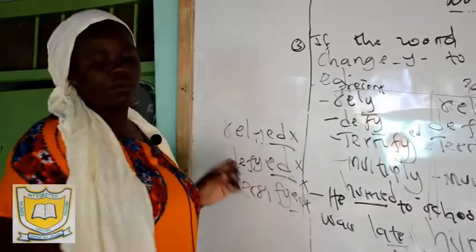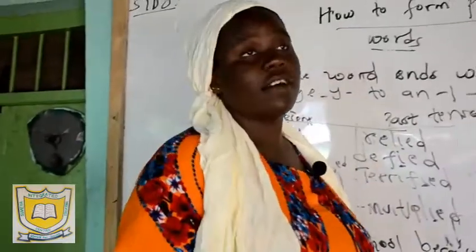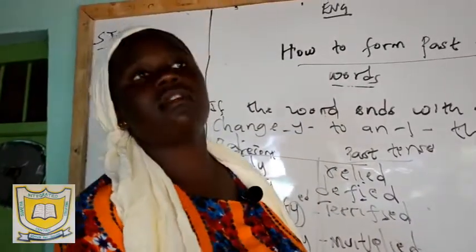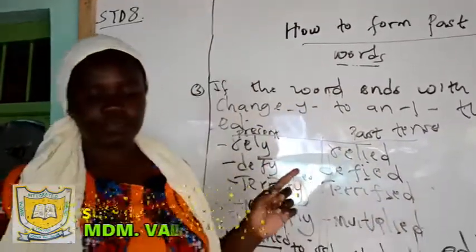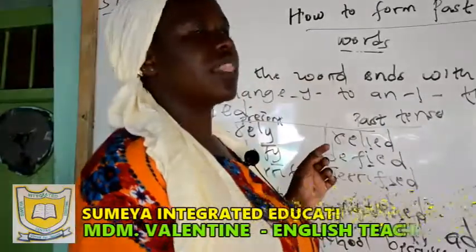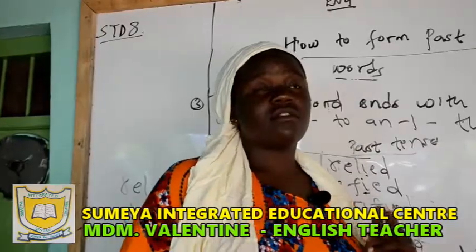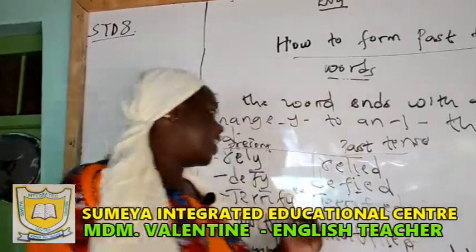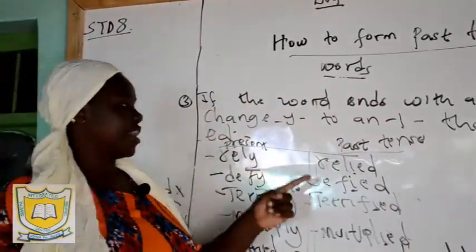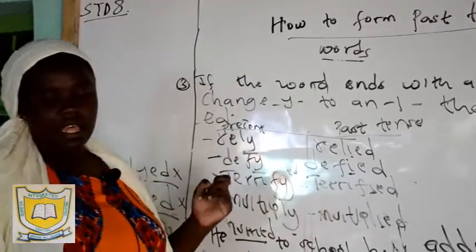When you want to form the past tense of a word that ends with a Y, you omit the Y, and then once you've omitted the Y, you add an I. You replace the Y with an I, and then add an ED.